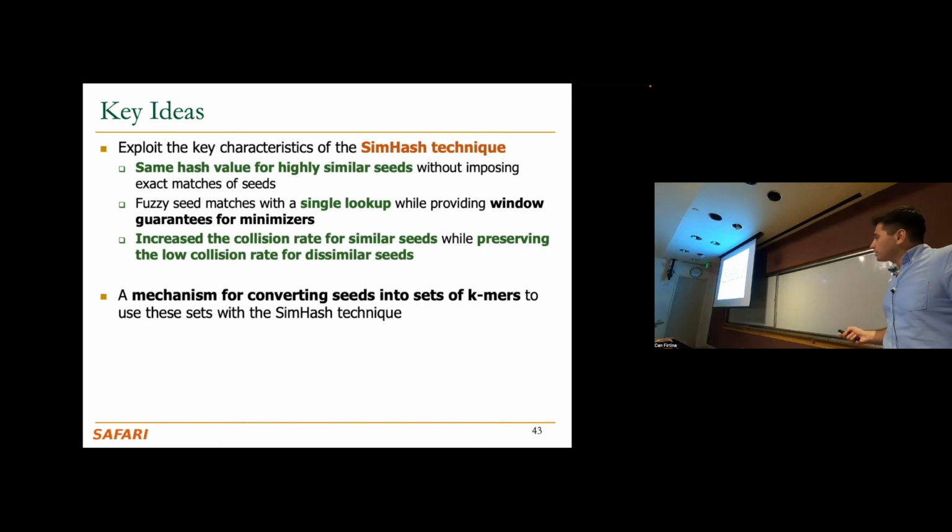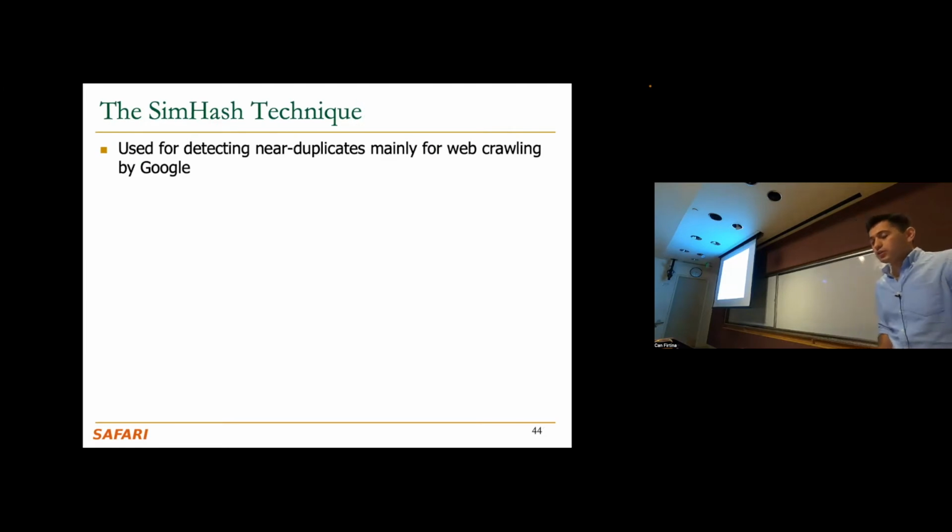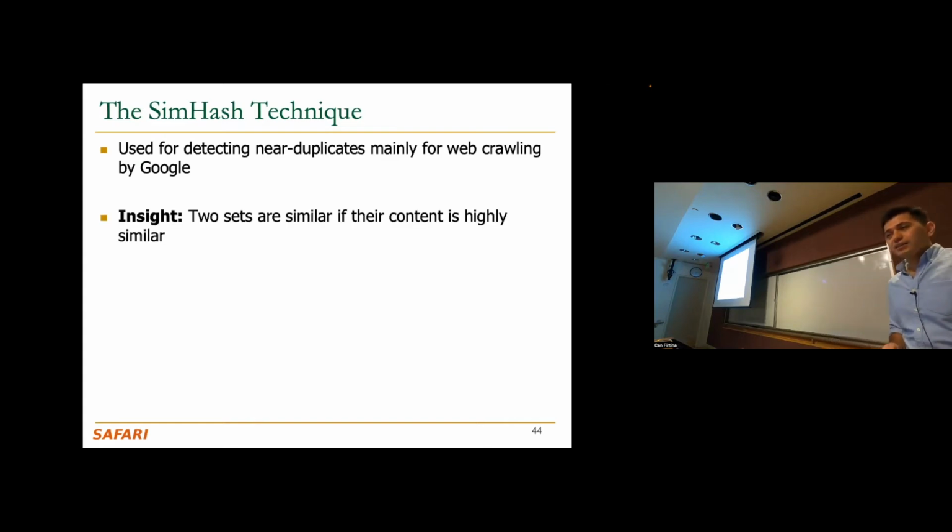Another key idea is that we provide a mechanism for converting seeds into sets of chimeras to use these seeds with the SimHash technique. So what is the SimHash technique? The SimHash technique is mainly used for detecting near duplicate items, near duplicate sets, let's say, mainly for web crawling by Google.